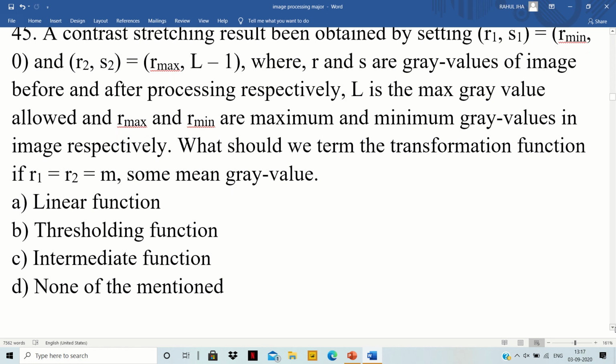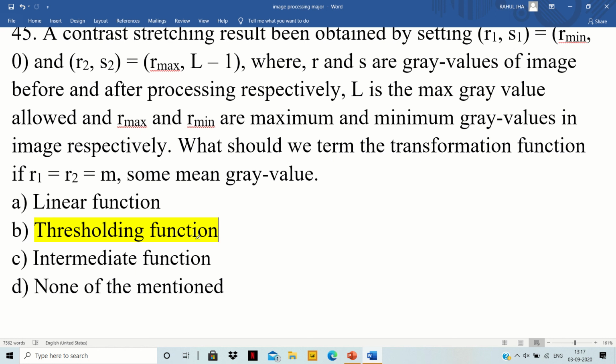So the right answer for this will be thresholding function. We call this function a thresholding function because we have R1 which is R minimum, and we are also taking R2, S2 as the R max and L minus 1.